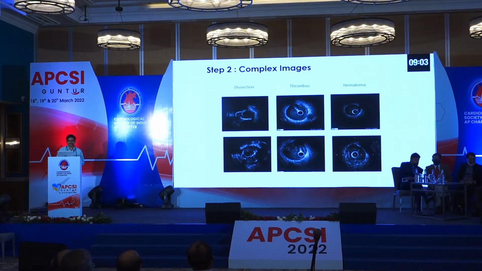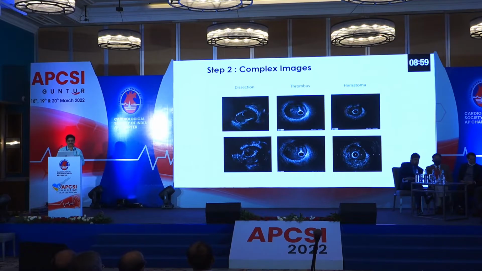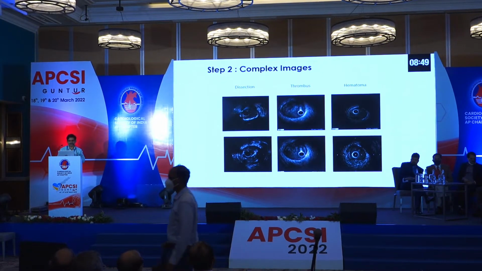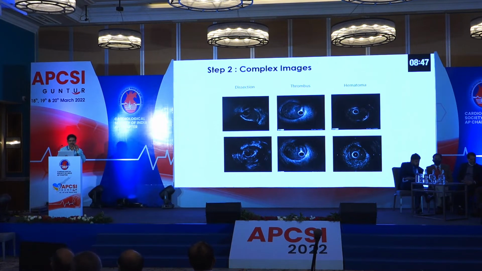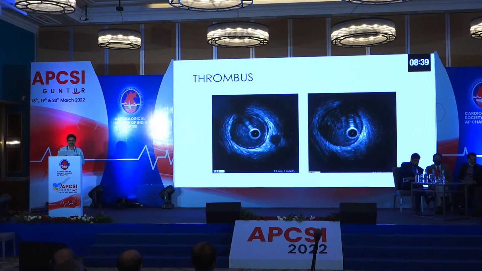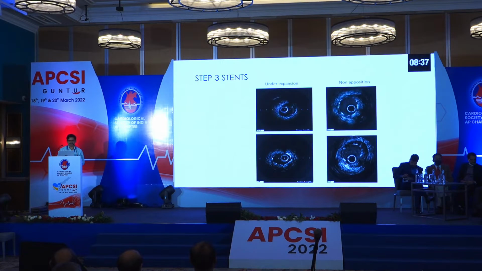So these are some of the complex lesions which will appear. Dissection you will see as a breach in the intima, whereas thrombus in the lumen you can see as echoic, moving, mobile shadowing. Whereas hematoma you can see as a breach in the intima followed by an echo-lucent space in the media, which is a larger one. So this is the dissection you can carefully appreciate. And this is the thrombus, already I told. And this is the stent.